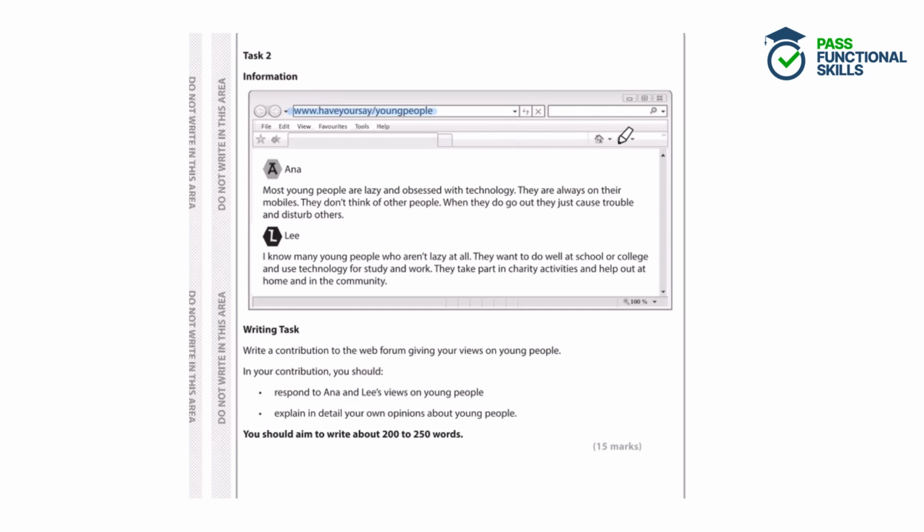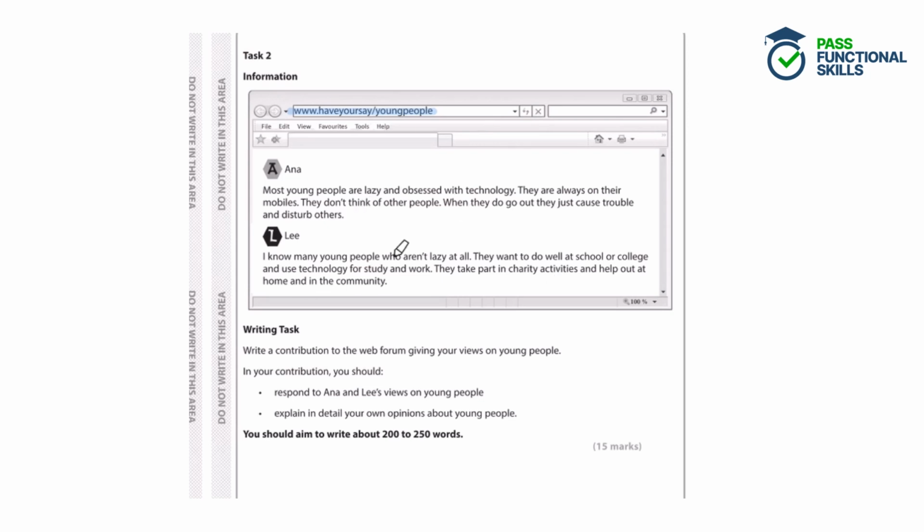And Lee says, I know many people who aren't lazy at all. They want to do well at school or college and use technology for study and work. They take part in charity activities and help out at the home and in the community. So your task is to write a contribution to the web forum giving your views on young people. In your contribution, you should respond to Anna and Lee's views on young people and explain in detail your own opinions about young people. You should aim to write about 200 to 250 words.